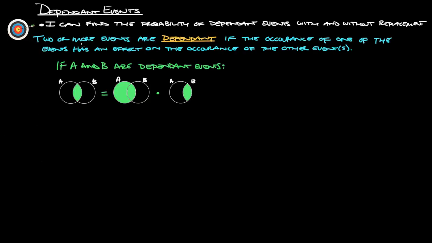I'm going to take you through the notes on dependent events. At the end of this, you should be able to say I can find the probability of dependent events with and without replacement. All right, so first thing, two or more events are dependent if the occurrence of one of the events has an effect on the occurrence of the other event.